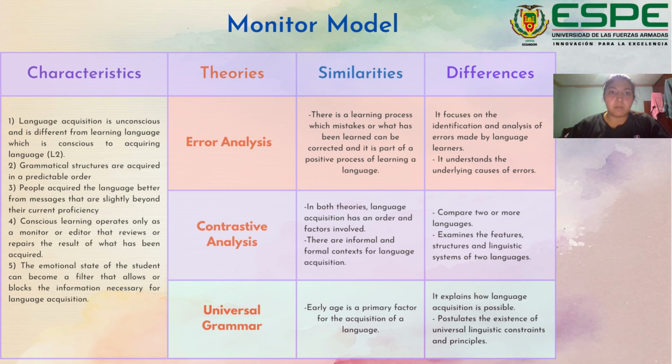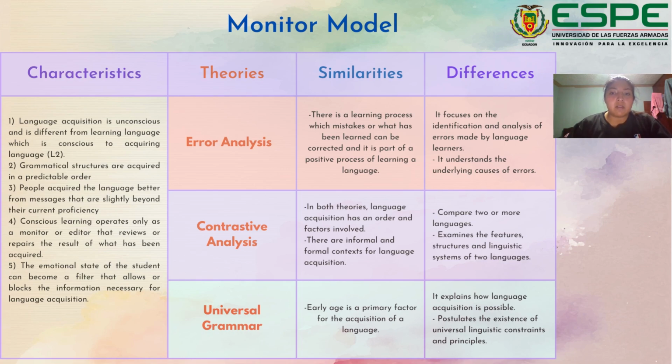Okay, the monitor model. The main characteristics: the first is that language acquisition is different from language learning, and language acquisition is the only way proficiency in a second language occurs. The second is that grammatical structures are acquired in a predictable order. The third is that people acquire language better from messages that are slightly beyond their current proficiency.